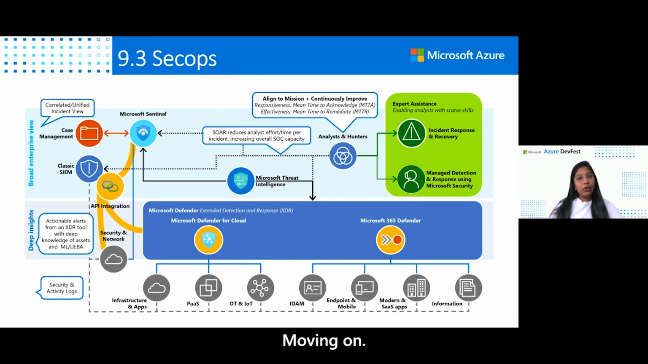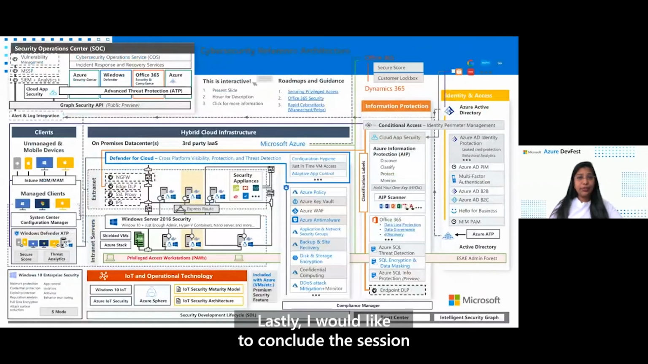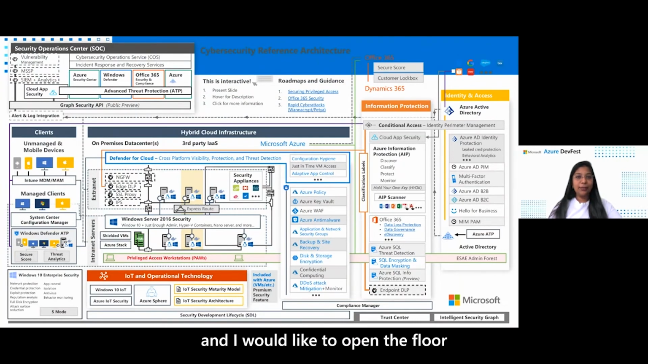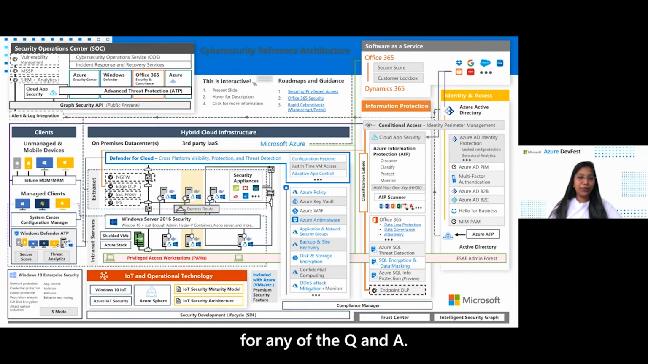Yes. Moving on. Lastly, I would like to conclude the session with the cybersecurity reference architecture, which showcases Microsoft's cybersecurity capabilities and how they integrate with existing security architectures and capabilities. Many of these products in the architecture have integrated intelligence and analytics from the security graph directly into threat detection and security guidance. I think now we are already at the end of the session, and I would like to open the floor for any Q&A.